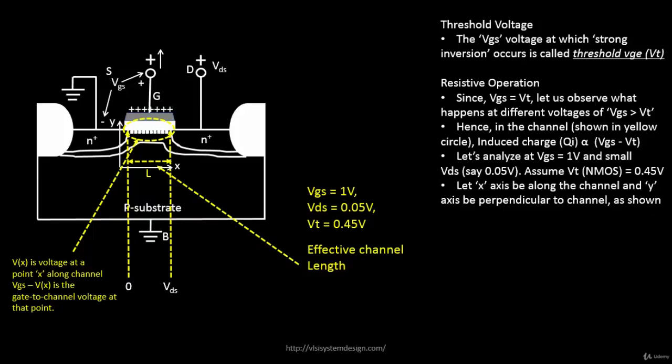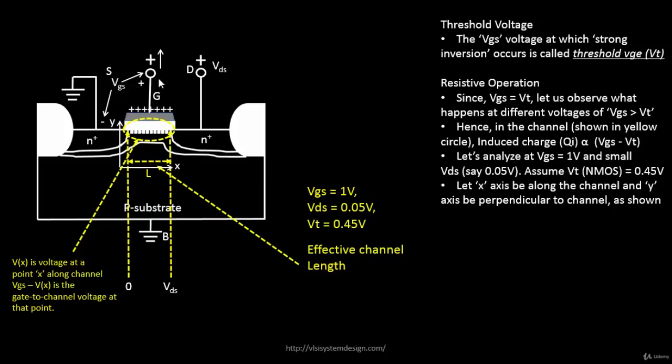Hello everyone, let's continue. So in the last video we introduced a term V of X which actually indicates the voltage at each and every point on this particular X-axis. So for example this was V of 0 which is 0 volts, and this was V of L which is VDS volts. Accordingly the effective voltage of this channel will vary.